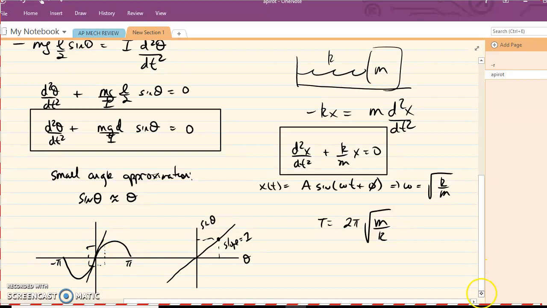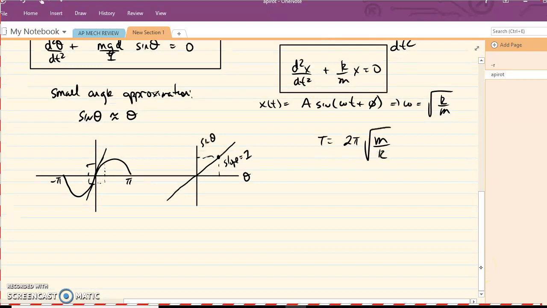So what does that allow us to do? Well, it's pretty clear that using the small angle approximation, we can write d squared theta dt squared plus mgd over I theta equals 0. And this pretty much looks exactly like this. Now, the only difference is that the constant in front of the variable that we're looking for, x, or theta, is now mgd over I. And of course, again, the variable of interest, the function of time that we're looking for, is theta as a function of time.